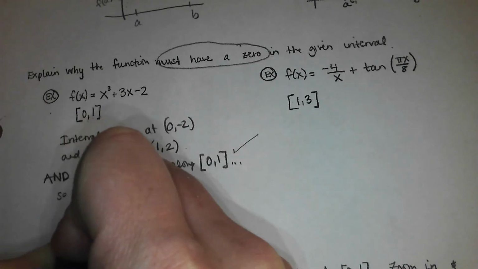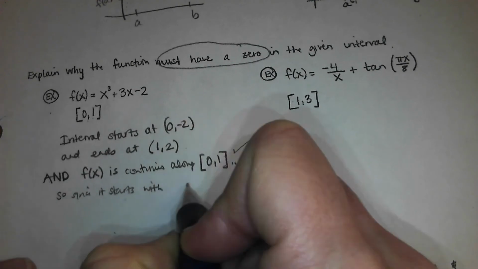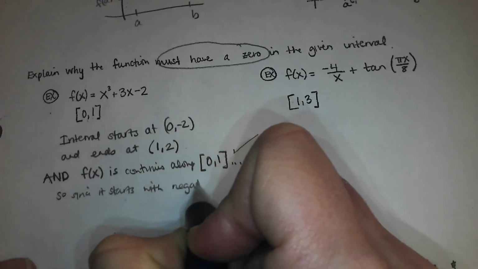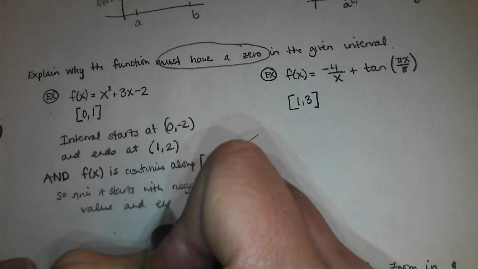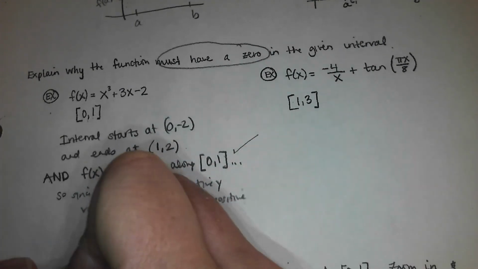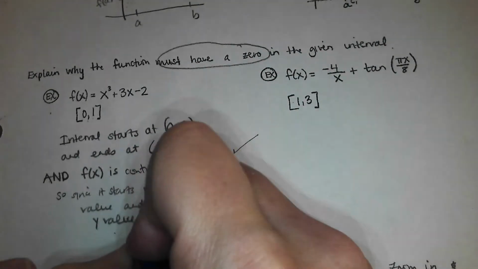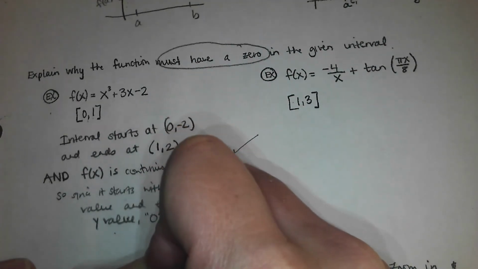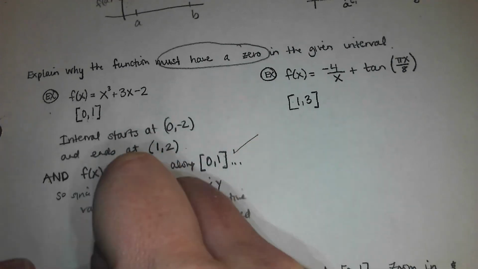So, since it starts with a negative y value and ends with a positive y value, zero must be reached along the way.